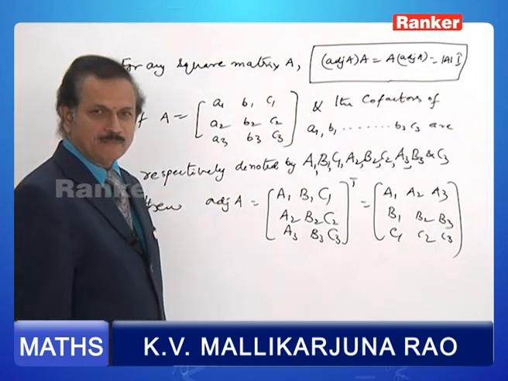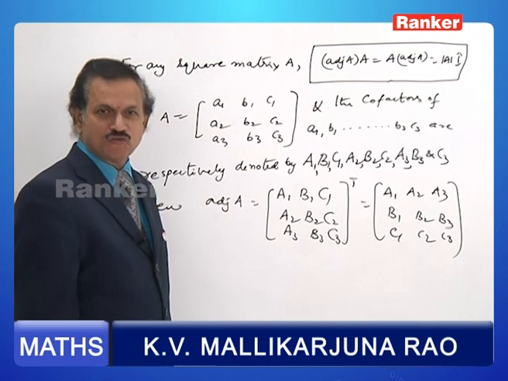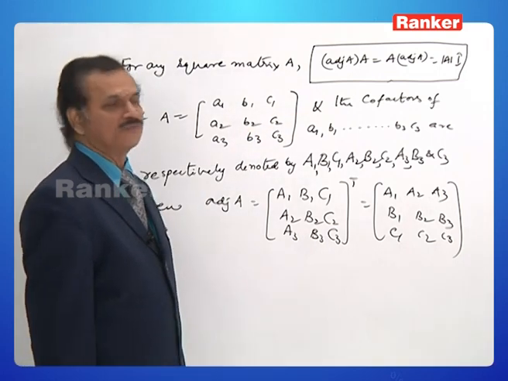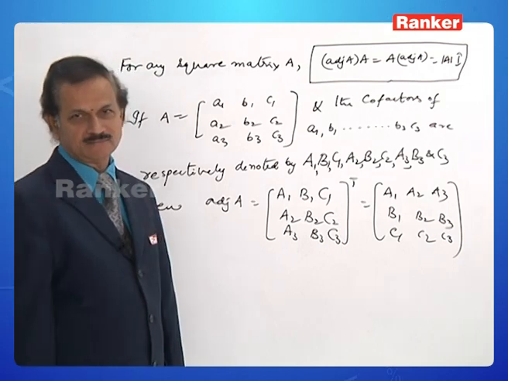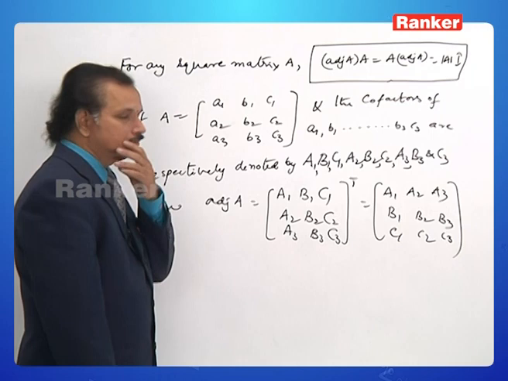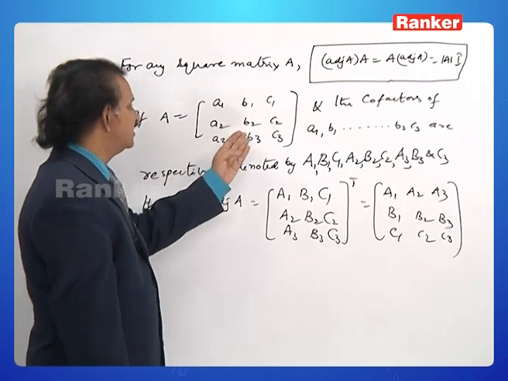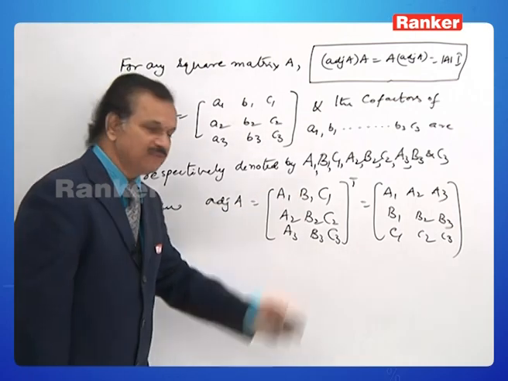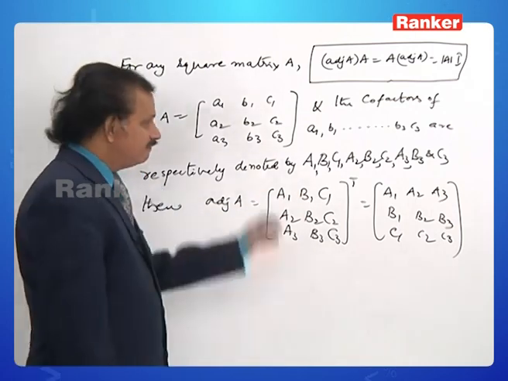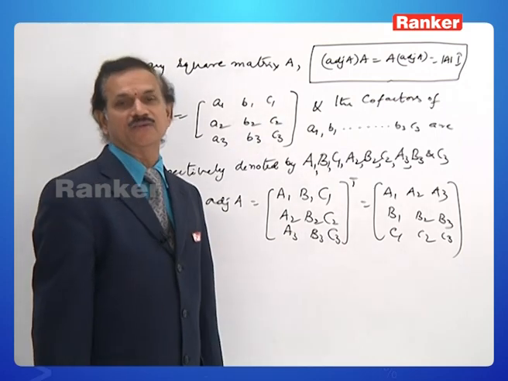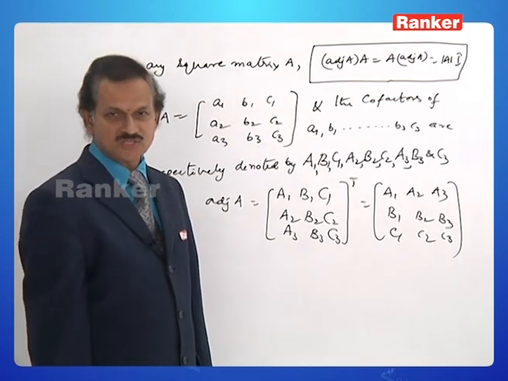Now, presently, we wish to verify that result. Adjoint A into A is equal to A into adjoint A is equal to det A into I. Okay, let me start. A is equal to like this. And the cofactors of all these elements might be represented like this. Automatically, adjoint A will be like this. Now, with this symbolism only, I would like to calculate A into adjoint A. What happens? Let me see.